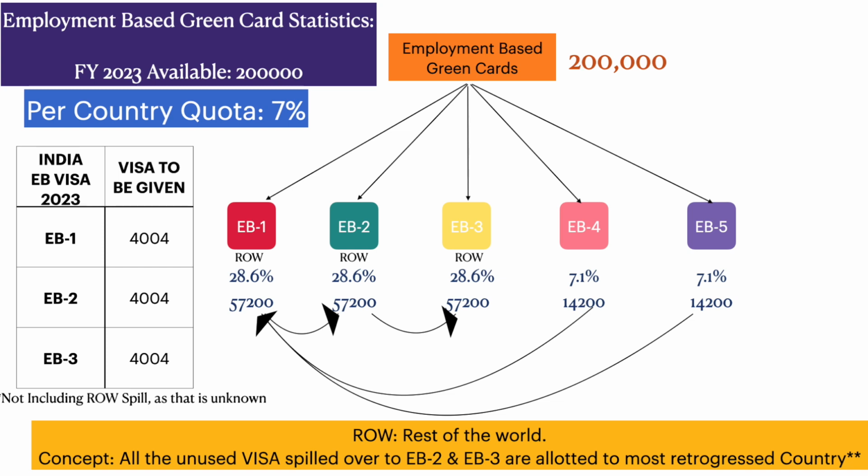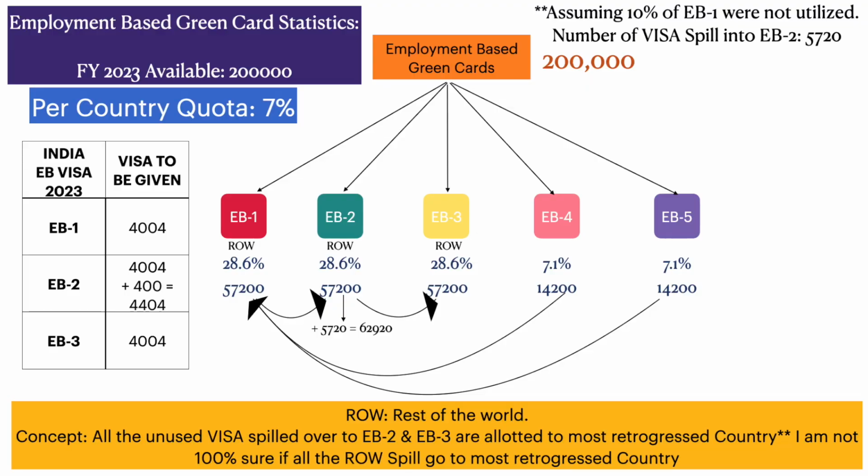And this is based on 200,000 visas which are available for the employment-based category. Now, let's say, I'm just taking a rough number, that 10% of the visas were not used in EB1. I'm not even considering EB4 and EB5 right now, because if anything comes to EB1, that's all being utilized. And let's say only 10% were left which were not utilized. So of 57,200, 10% would come to 5,720. Now that goes to EB2.